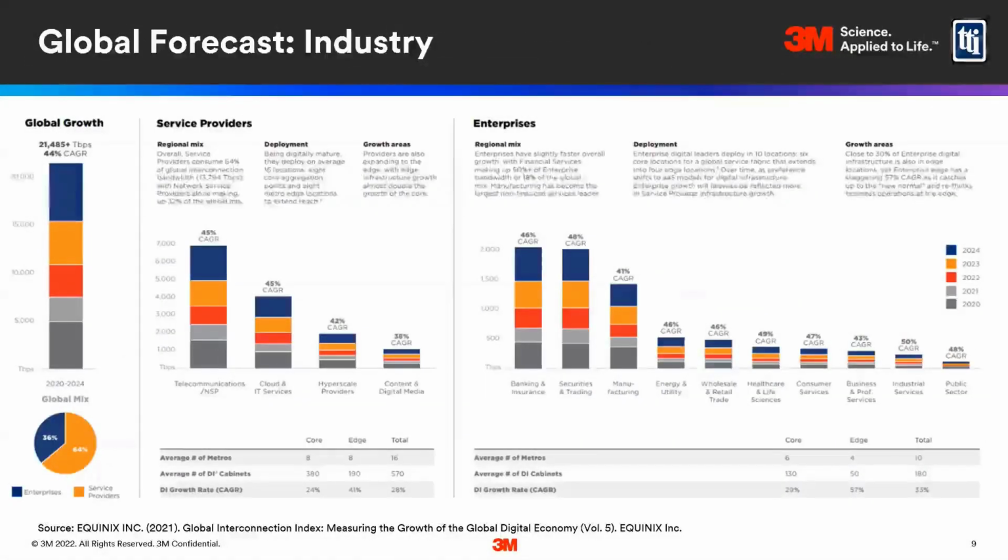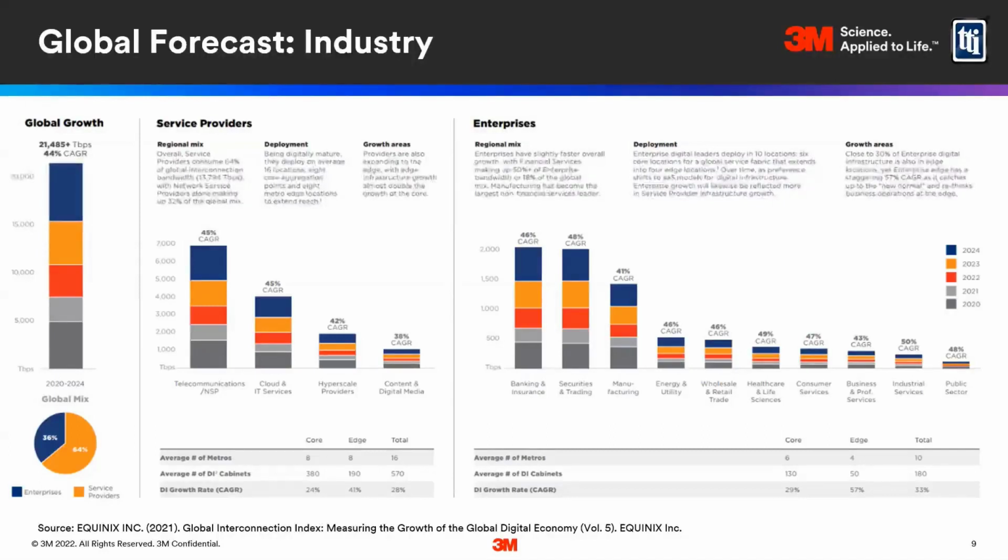When we look at the global forecast for the industry in the interconnection, we see that globally, the industry from 2020 to 2024 is growing at a CAGR, or compounded annual growth rate, of 44%. That is tremendous, tremendous growth.